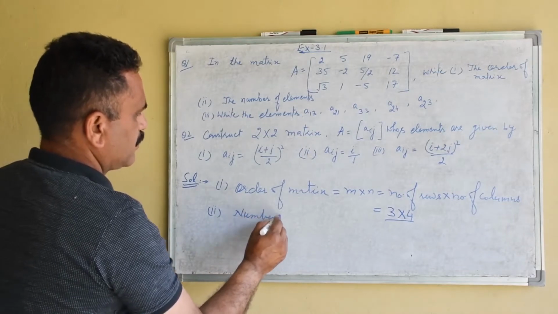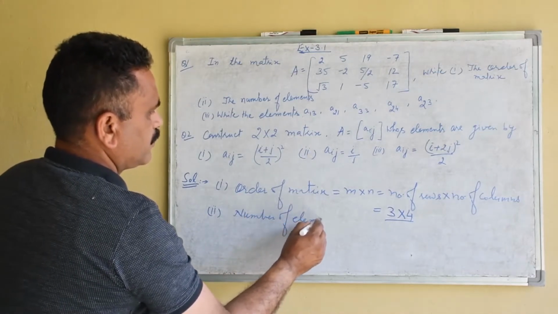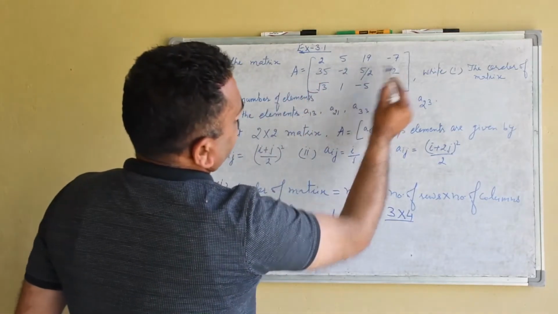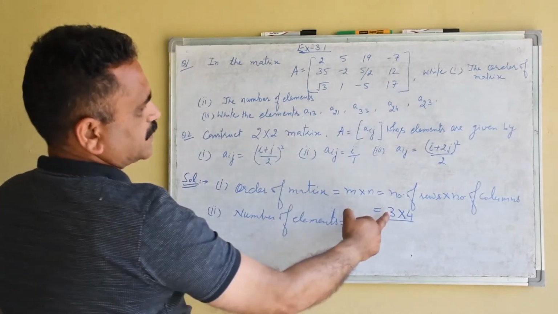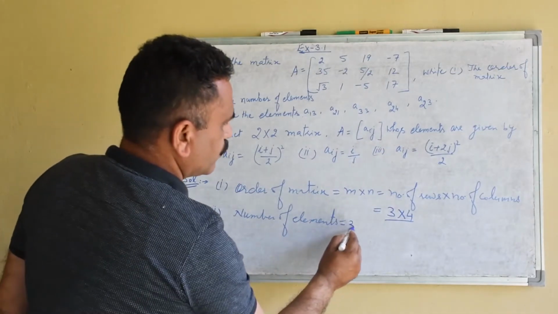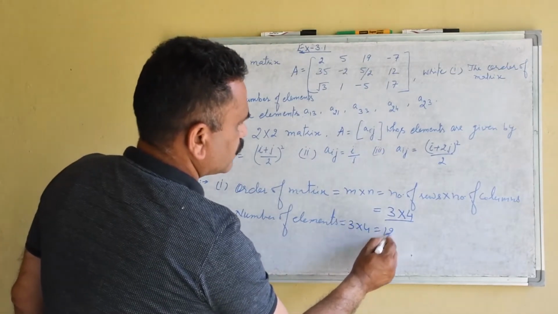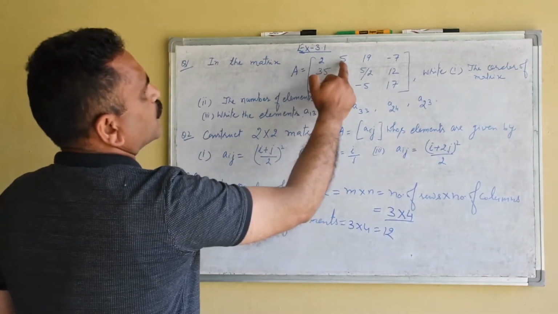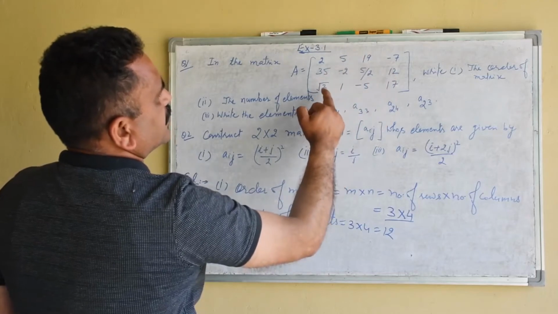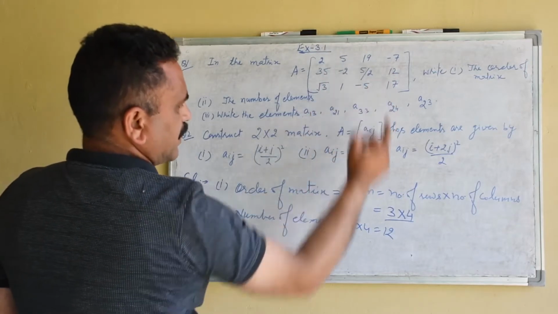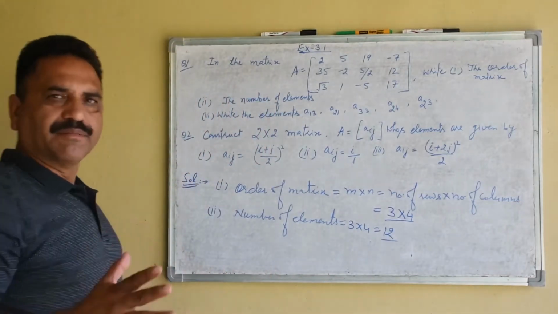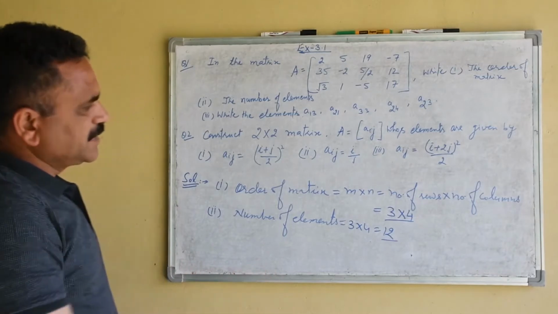Second part, the number of elements. How many elements are there? That is 3 rows and 4 columns. So 3 into 4 is equal to 12. You can count 1, 2, 3, 4, 5, 6, 7, 8, 9, 10, 11, 12. So 12 elements are there in total. Total number of elements will be 12 and order is 3 by 4.